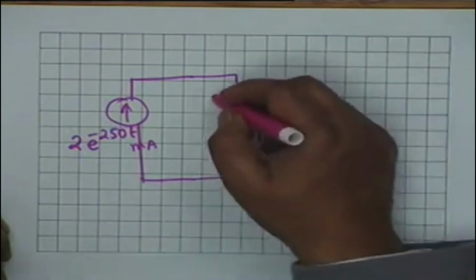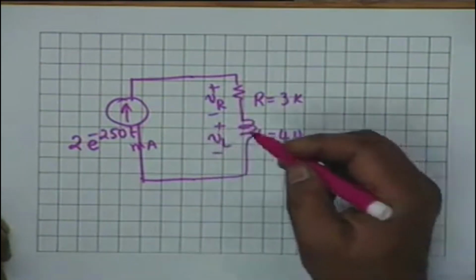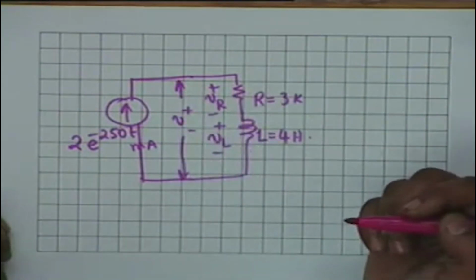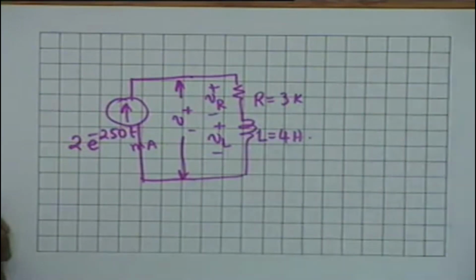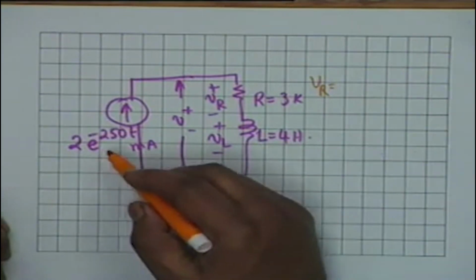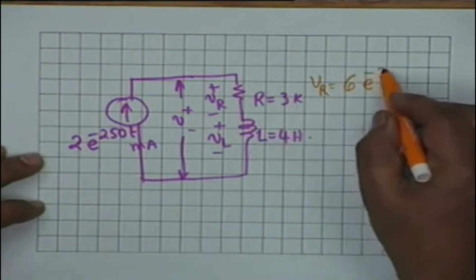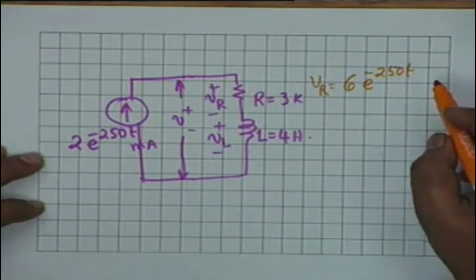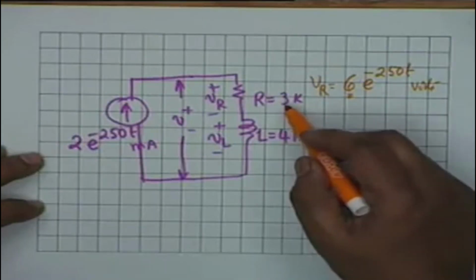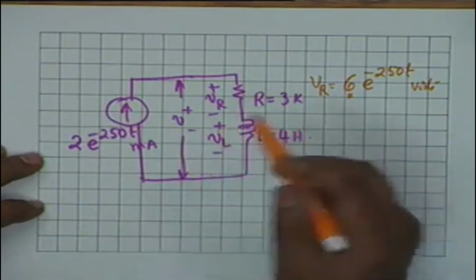What you are required to find out is VR, that is the voltage drop across R, VL, the voltage drop across L, and the total voltage V across the combination. As you can see, VR is simply IR. It's simply the current multiplied by R, and this is milliamperes, this is kilos. So it would be 6 times e to the minus 250 t volts. Do you understand why it is 6? 3K is 3000, and 2 milliampere is 2 times 10 to the minus 3, and therefore 3 times 2.